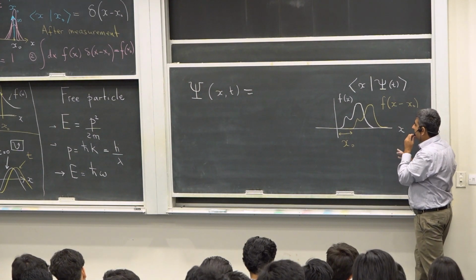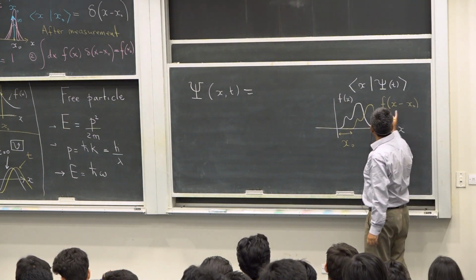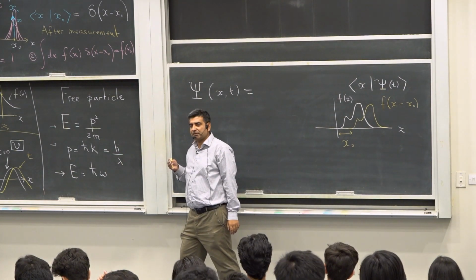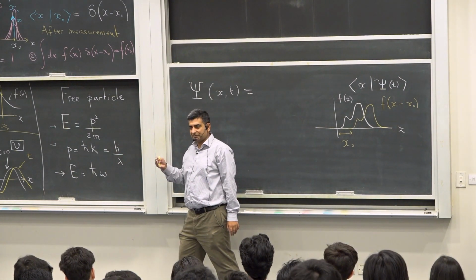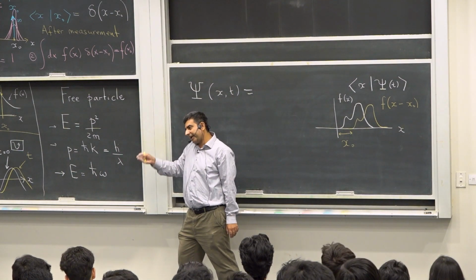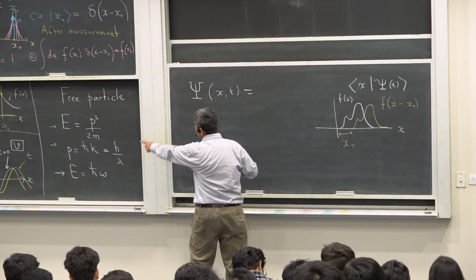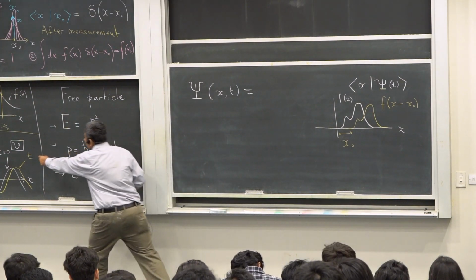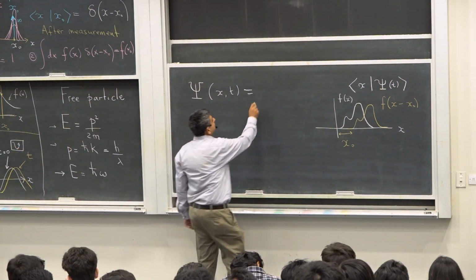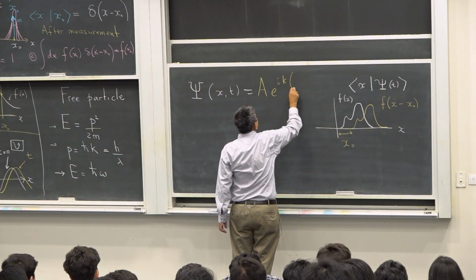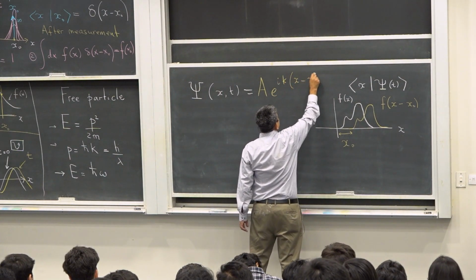So here, in this case, what is my x naught? How much is my shift in time t? vt. So I just need to replace x with x minus vt. So I could do that. I can take this function, A e to the i k (x minus vt).